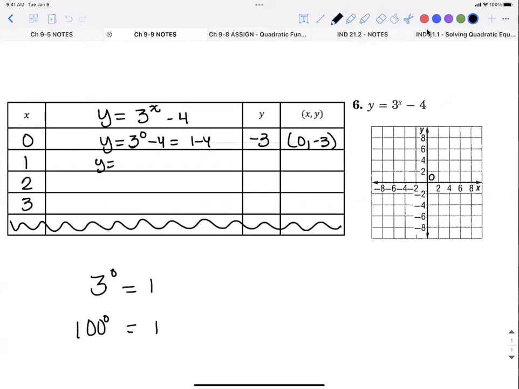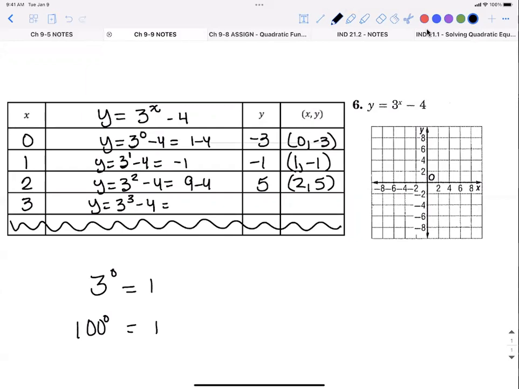Then we're going to plug a 1 in. So 3 raised to the first power minus 4. Well, 3 to the first power is simply 3. And 3 minus 4 is -1. So the point 1, -1 is here. Now you're going to notice what happens to our answers. Something happens very quickly here. y equals 3 raised to the second power minus 4 equals 9 minus 4, which is 5. So the point 2, 5. And then y equals 3 to the third power minus 4.